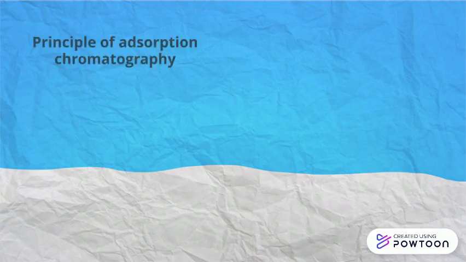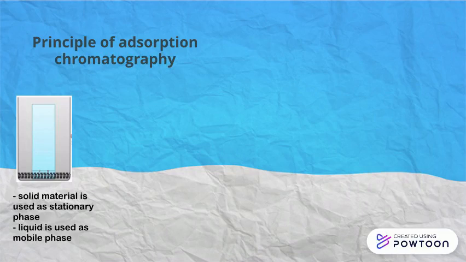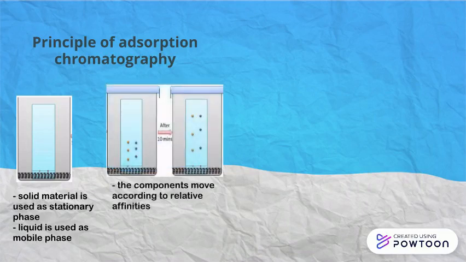Separation is based on the principle of adsorption chromatography. In thin layer chromatography, the stationary phase is coated onto a thin sheet of glass, plastic, or aluminum as a thin layer. A solid material is used as the stationary phase and a liquid is used as the mobile phase. The components move according to their relative affinities.